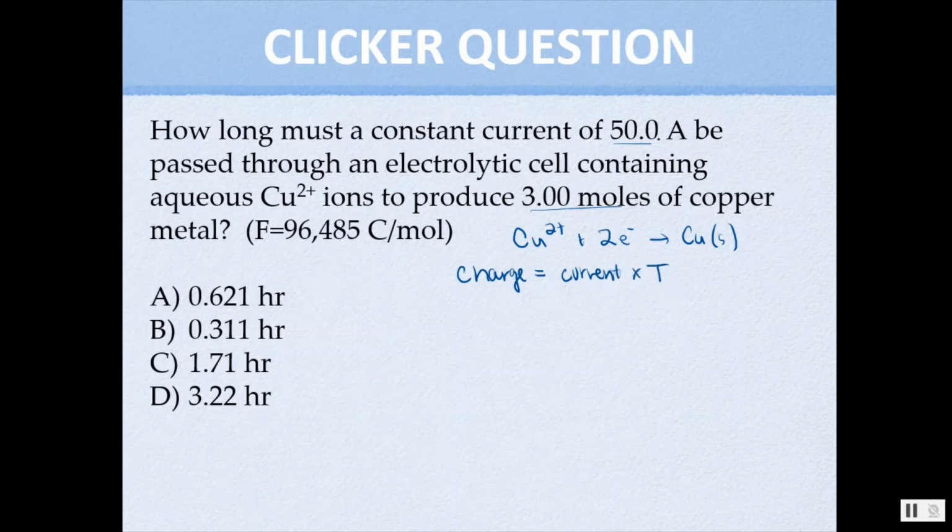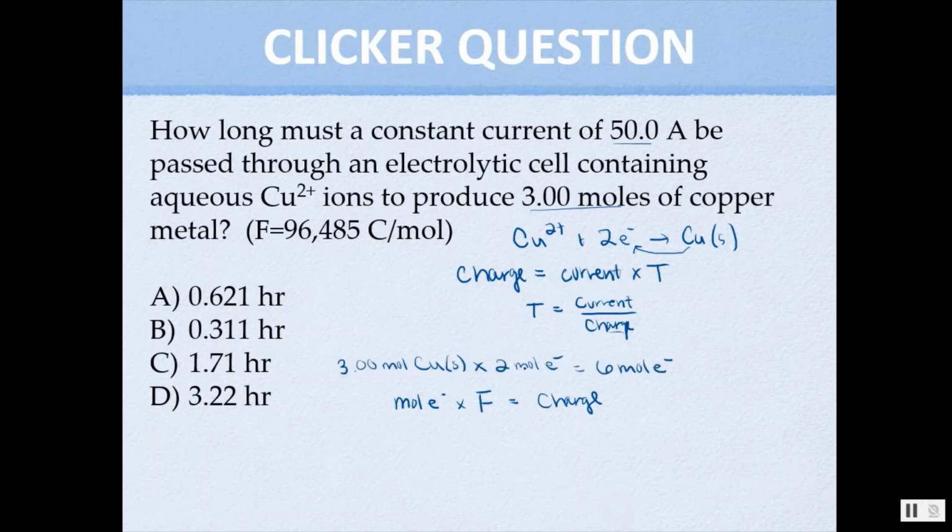The current is given to us as 50 amps, which is 50 coulombs per second. So our time is going to be equal to the charge divided by the current. So I have to figure out what my charge is. The charge can be determined from our moles of copper. First, though, you need to take your moles of copper and convert them to moles of electrons, and then you can use Faraday's constant to figure out your charge. So give this a try to see what you come up with.